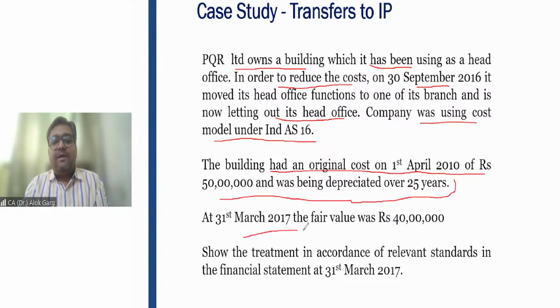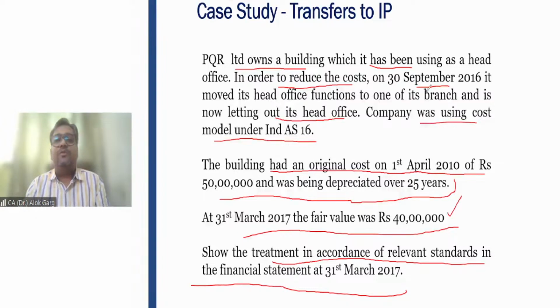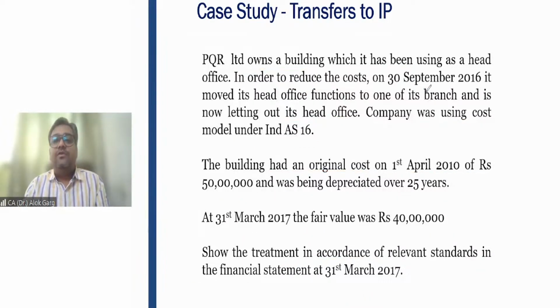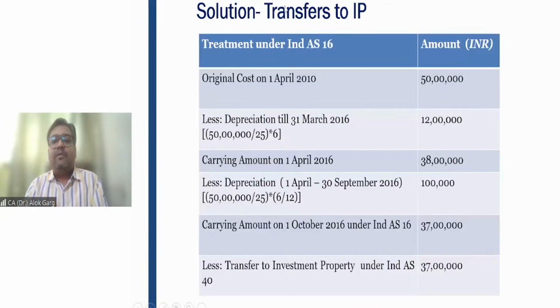So on 31st March 17, the fair value is also given. So let's see what is the use of this fair value. Show the treatment in accordance of relevant standard in the financial statement as on 31st March 2017. So friends, first of all, what is the original cost of this PPE? It was a PPE. That is why it is Ind AS 16. It was used for business purposes. So original cost was 50 lakh rupees.